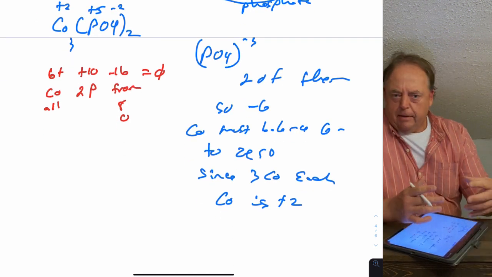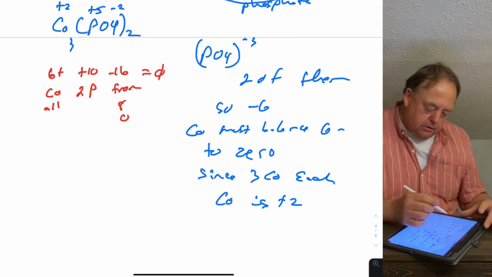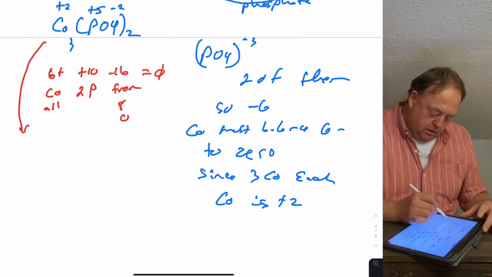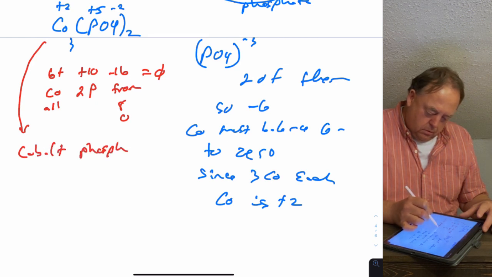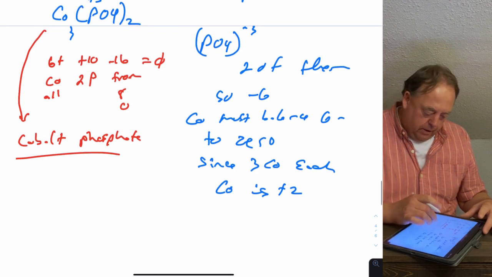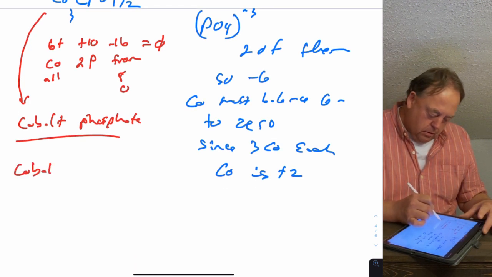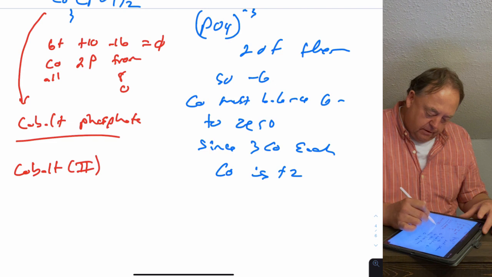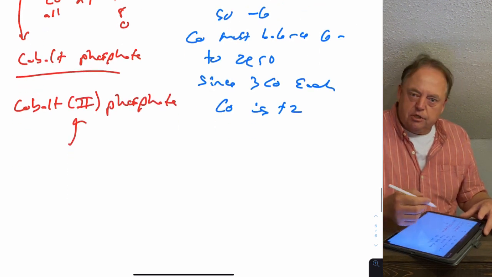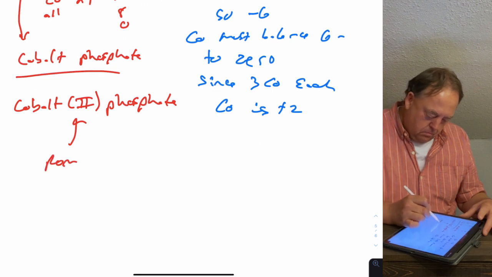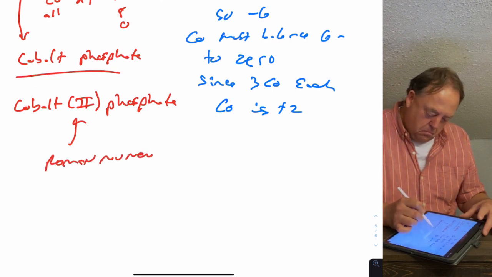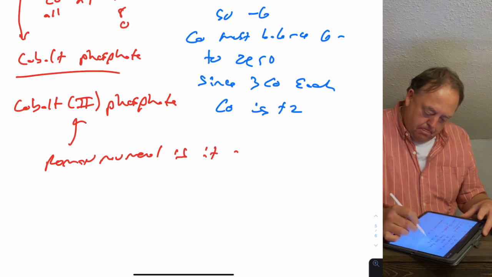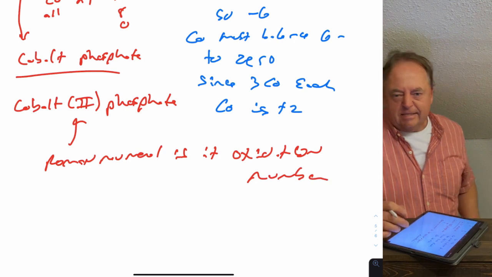But you kind of already knew this back at chapter 2 when you had to name chemical compounds. So what's the name of this if you had to name it? It's not just cobalt phosphate, right? It's cobalt(II) phosphate. Right, the Roman numeral in the transition metal's name is its oxidation number.